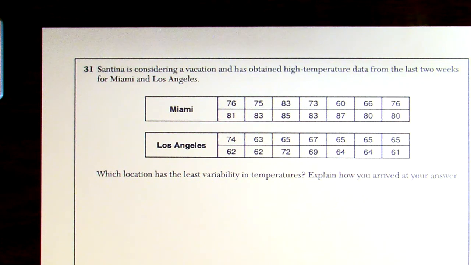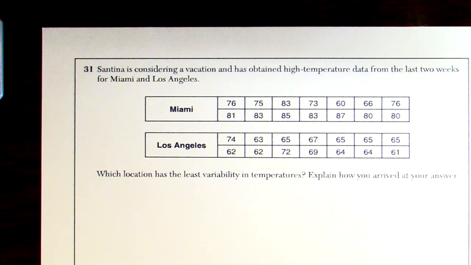Number 31 says Santana is considering a vacation and has obtained high temperature data from the last 2 weeks from Miami and Los Angeles. Which location has the least variability in temperatures? Explain how you arrived at your answer.